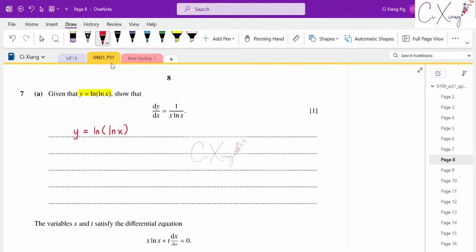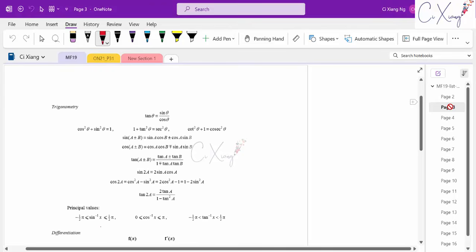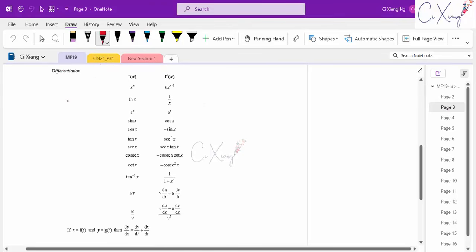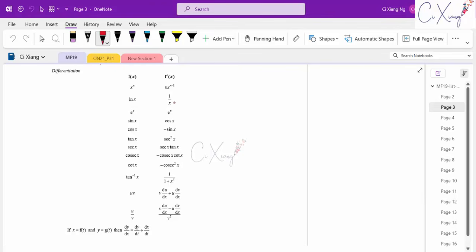First of all, you need to know how to differentiate a function that involves ln outside. You have ln of a function f(x) inside, right? The general formula for differentiation, you can refer to in the formula booklet provided. So you can have a look at the differentiation here. When you have ln x and you differentiate, you get 1 over x. For information, this is a very, very basic formula for differentiation. If you want to differentiate the equation correctly, you need to know all the details.